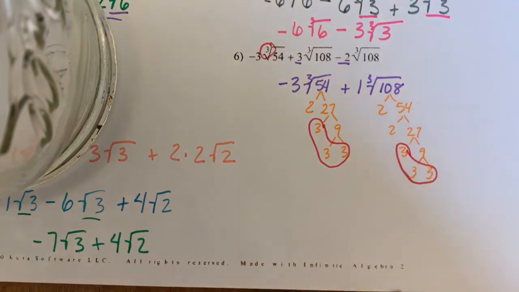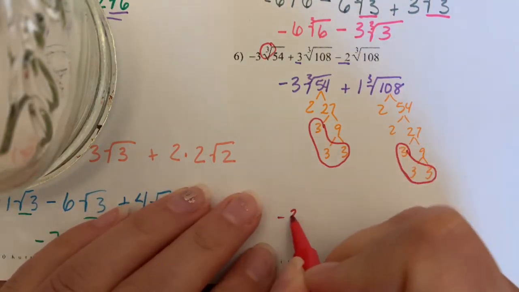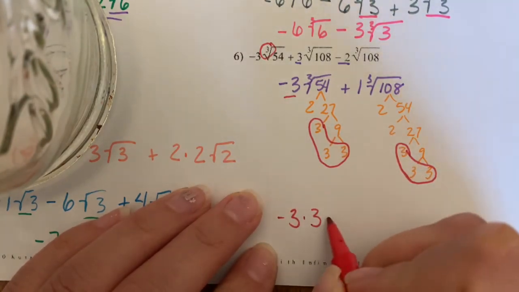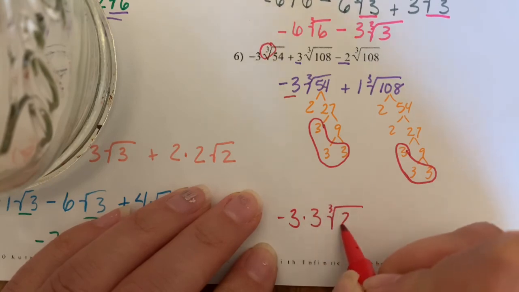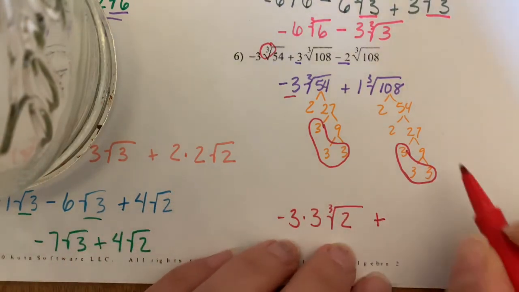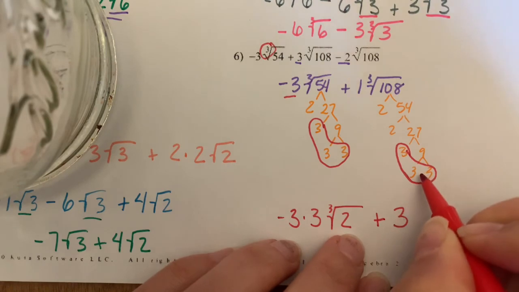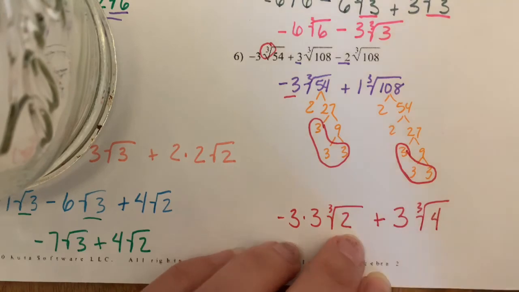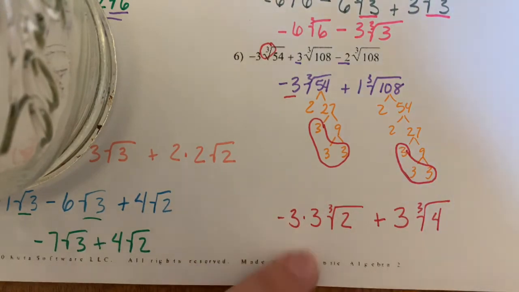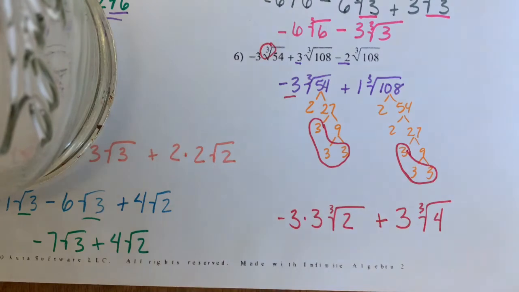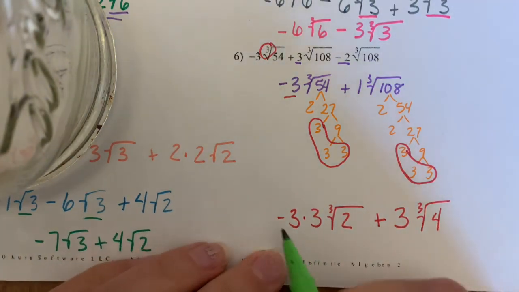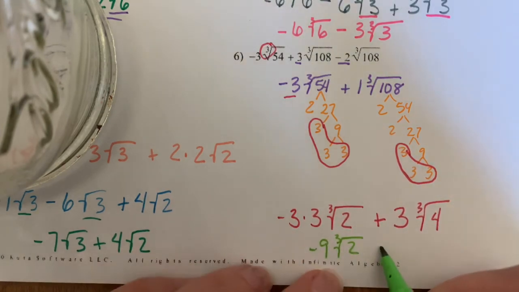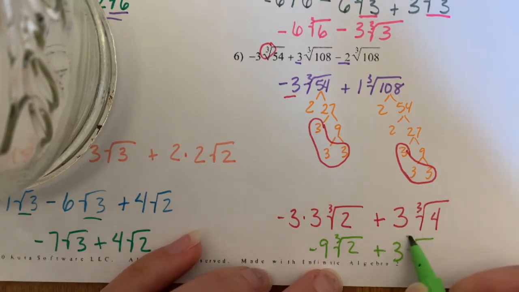to take out. So I'm going to rewrite this as negative 3 because of this negative 3 times 3 because of that group, cube root of 2 plus 3 because of that 3, cube root of 2 times 2 is 4. And I can't add those together, but I can simplify this just one further into 3 times negative 3 times 3 is a negative 9, cube root of 2 plus 3 cube root of 4.